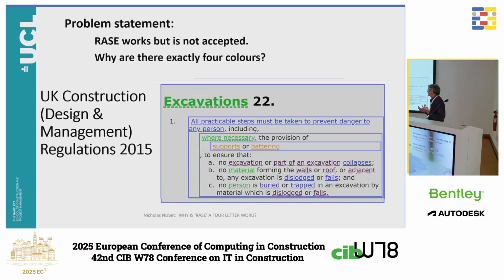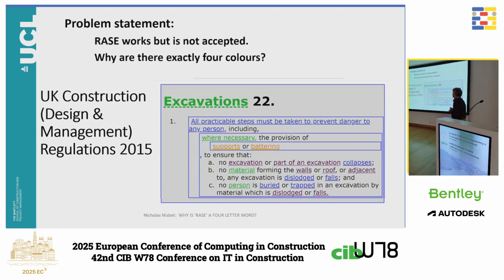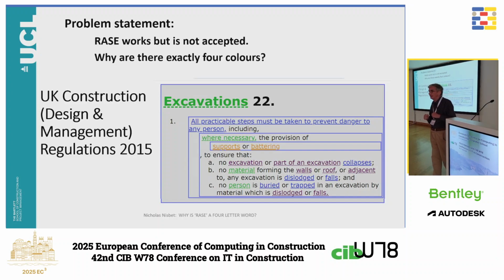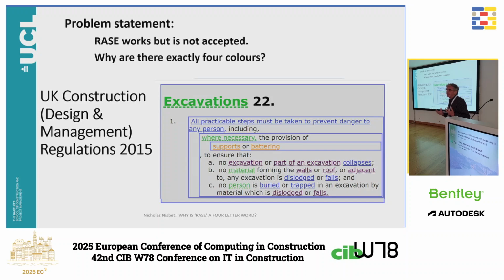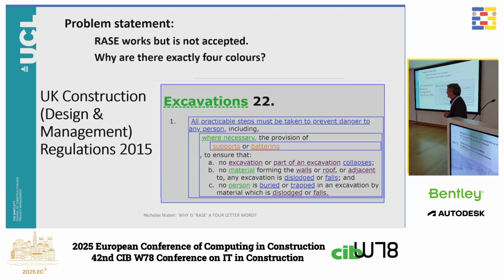RASE works, but it's not accepted. And then there's this other question, why are there exactly four colours? And when I train people to do RASE, or to understand RASE, it's a question that comes up after about 5 minutes. They listen attentively, and it sounds like magic. And it sounds like the old thing about you only need four colours to colour a map, which was stated hundreds of years ago and only proved by a massive computer a few years ago.